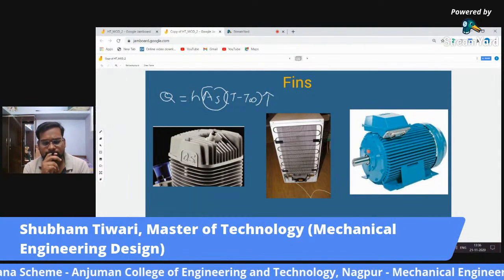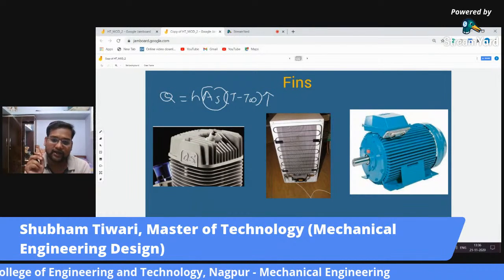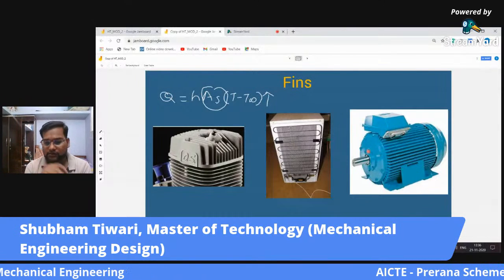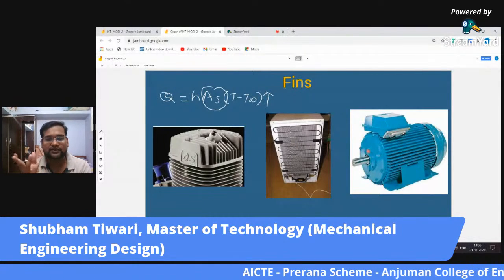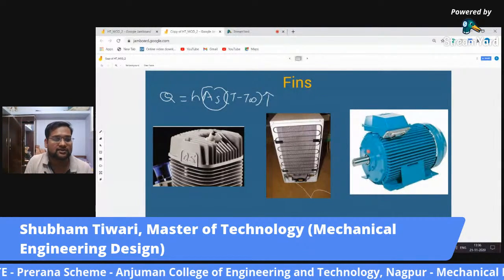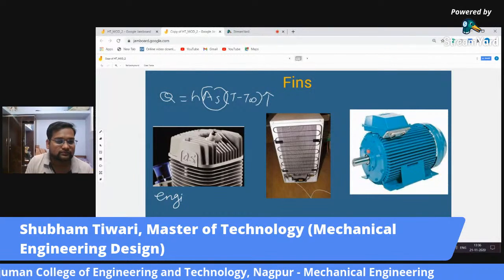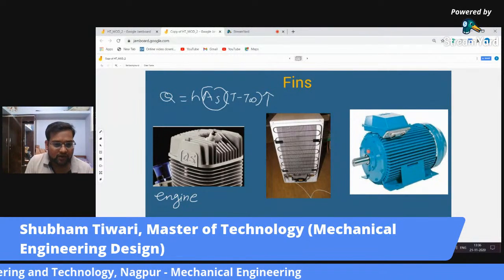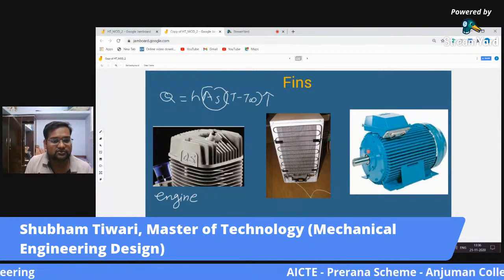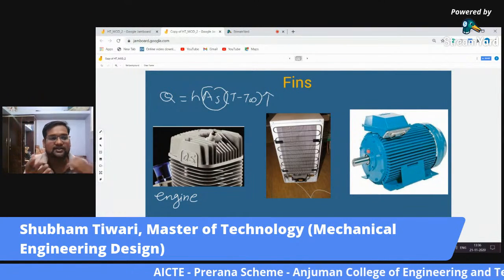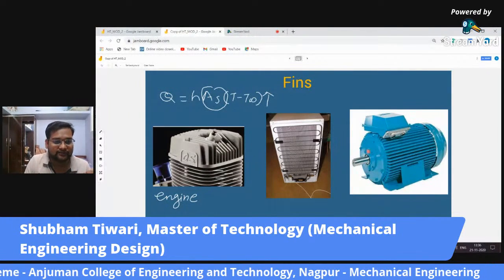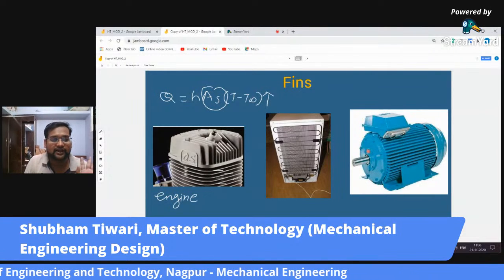So in machineries where heat dissipation is the essential thing, engineers developed a way to increase the surface area of that machine by providing some extended surfaces known as fins. Now here you can see an engine of a motorcycle. So these are the extended surfaces. What these extended surfaces do is increase the surface area of the engine, which ultimately increases the convection heat transfer. So the engine does not get heated up.